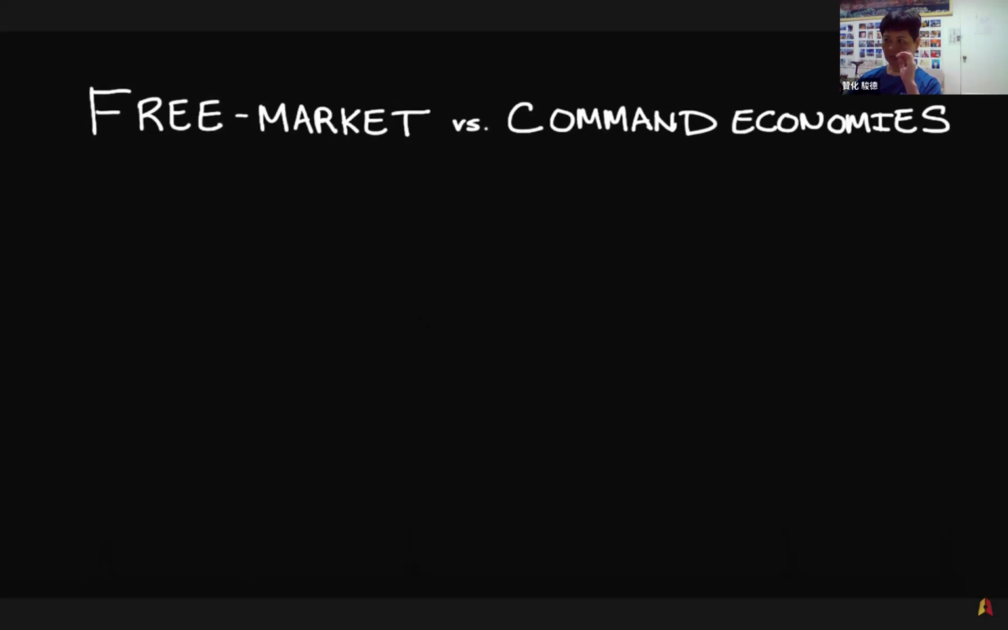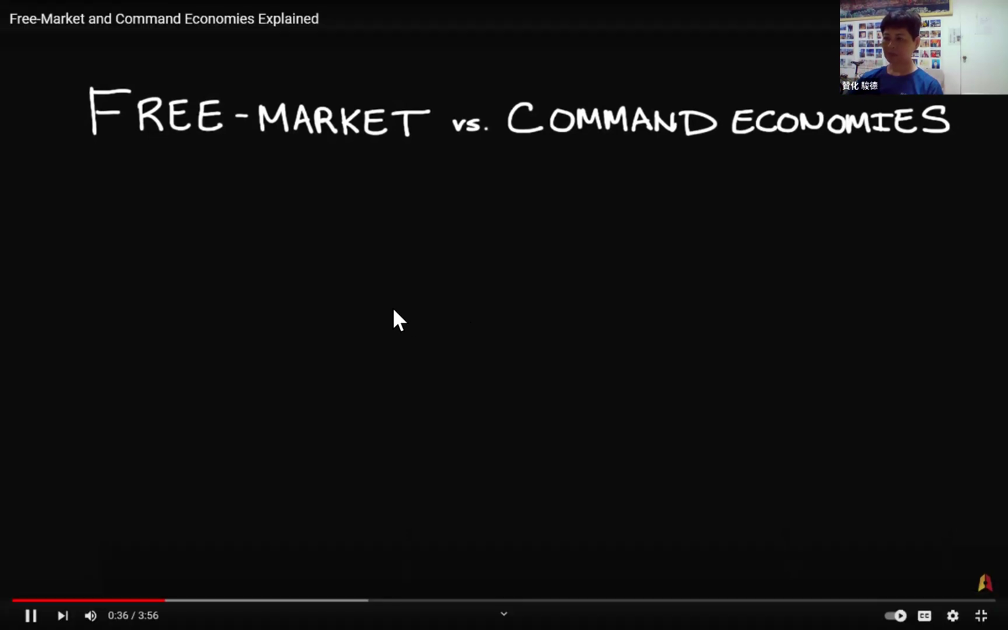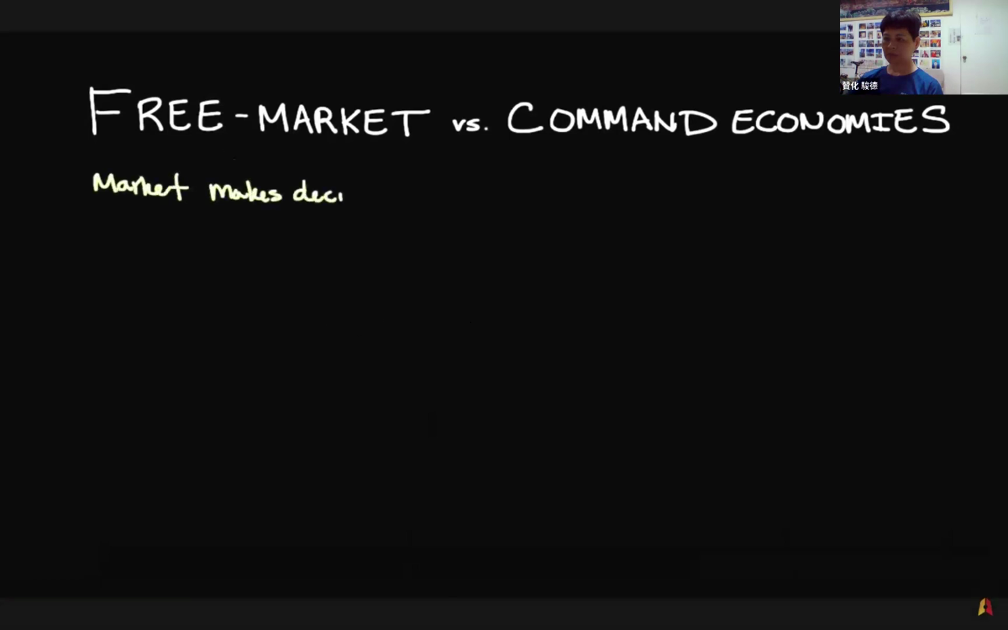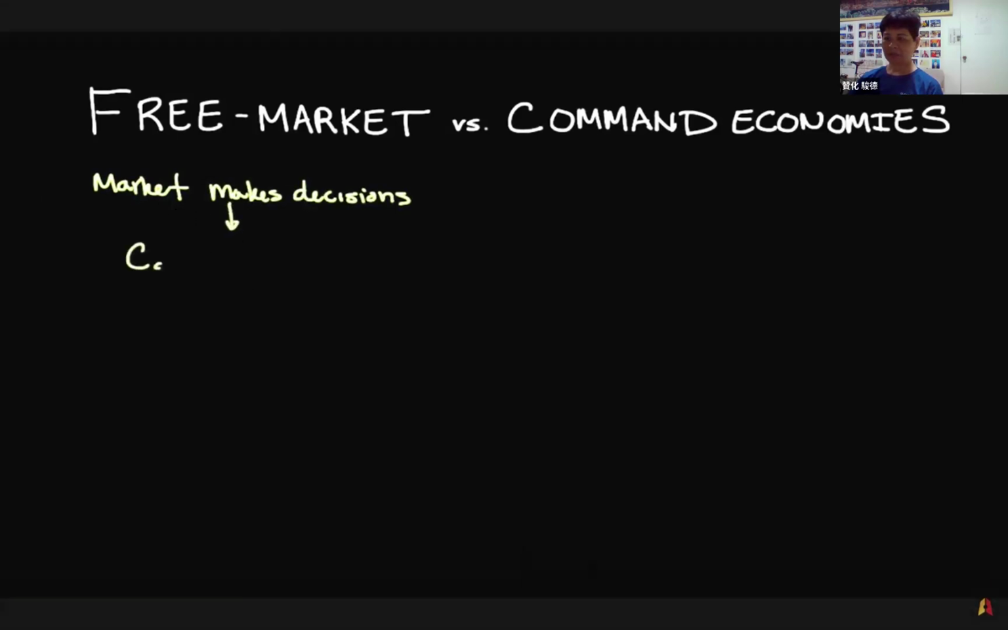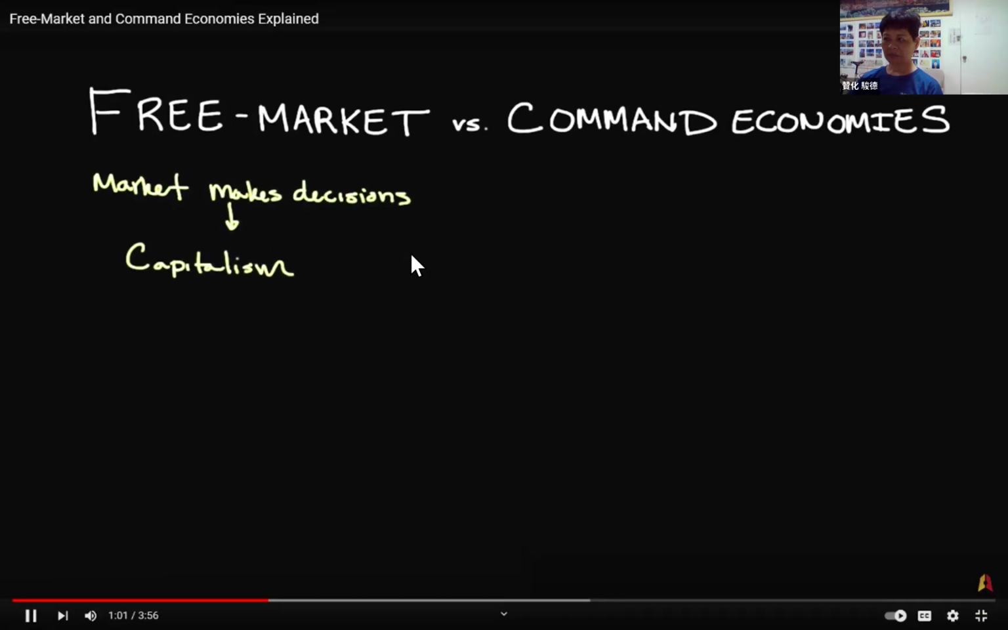So on one end of the spectrum, we have what we call a free market economy. Now, in a free market economy, we basically allow the market to determine what goods and services should be offered. So the market makes the decisions related to the types of goods and services that should be offered. And so the greatest example of a free market economy is capitalism, which we, for the most part, have here in the United States with some exceptions.